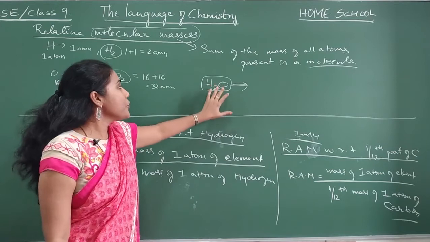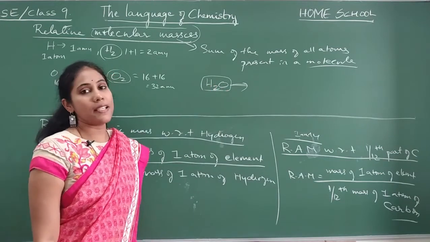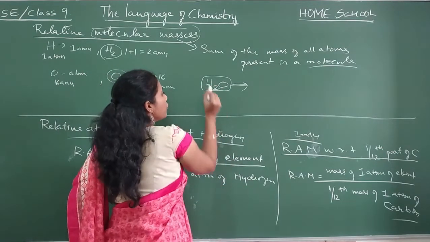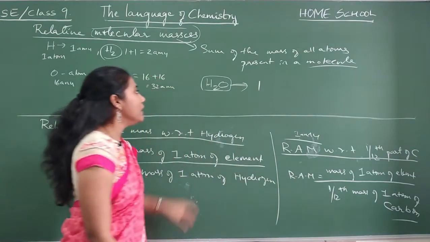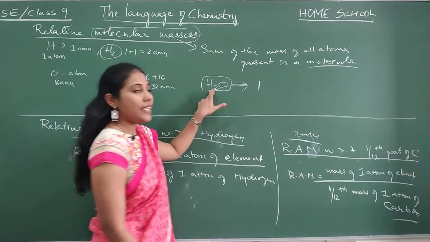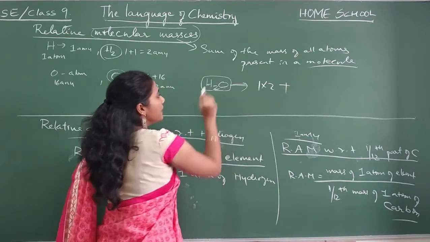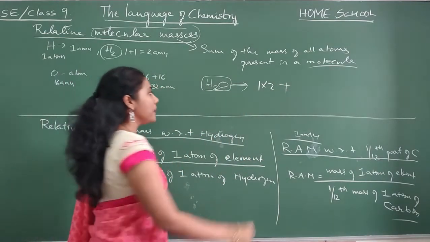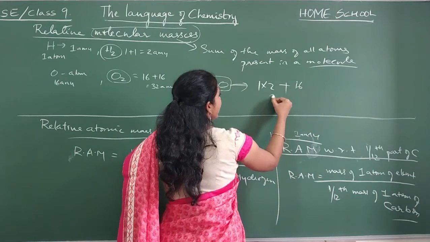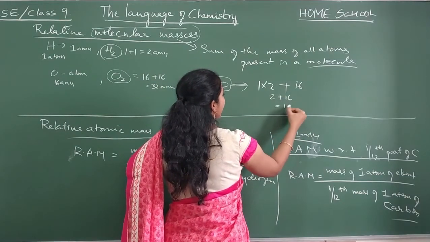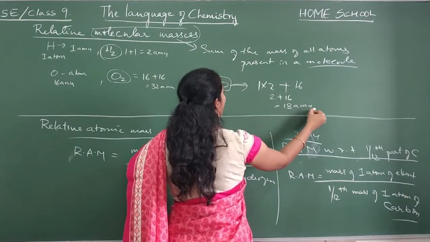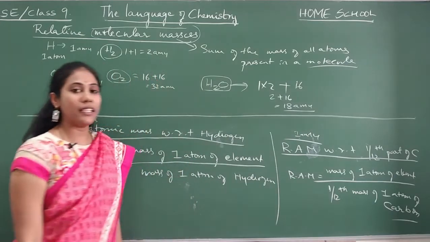Now let us find out the molecular mass of H2O. Hydrogen's atomic mass we know is 1. How many atoms of hydrogen do we have? 2. So 1 into 2, right? Plus one more element we have, oxygen. What is its atomic mass? 16, guys. So it is 2 plus 16, how much? 18. So 18 AMU is the molecular mass of water.